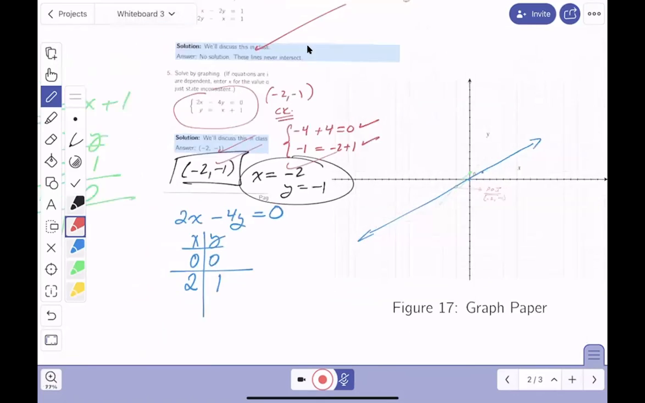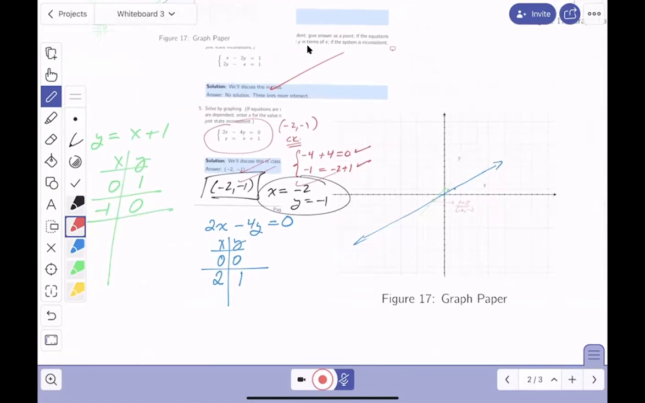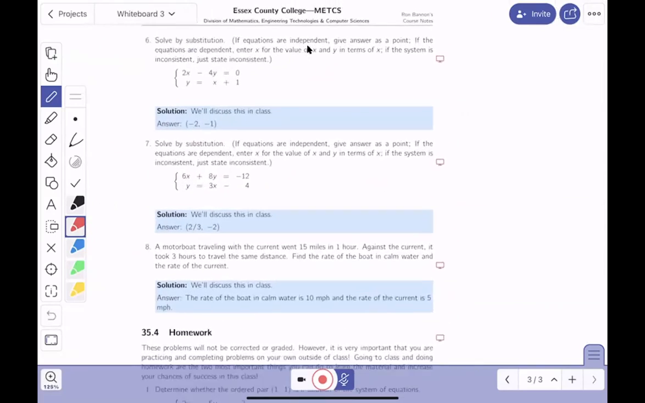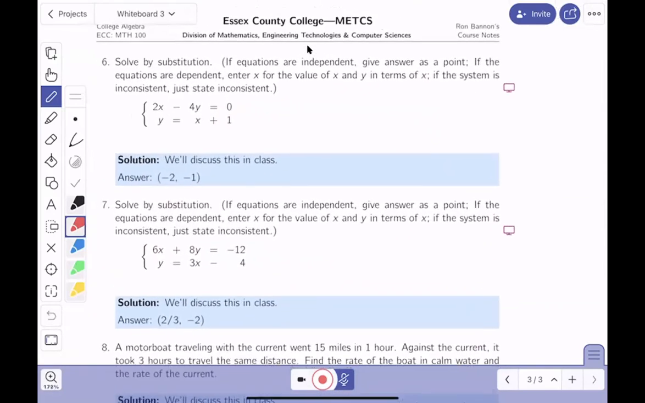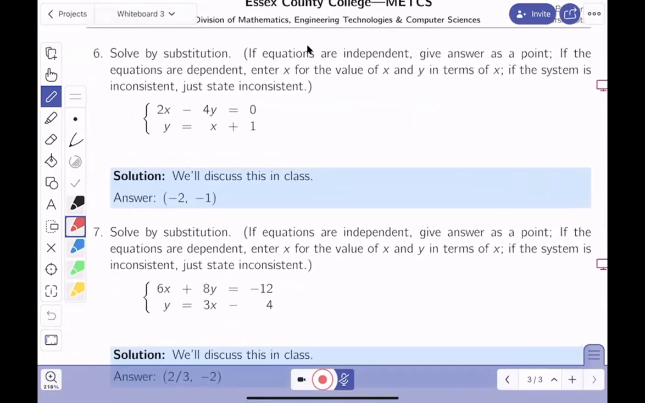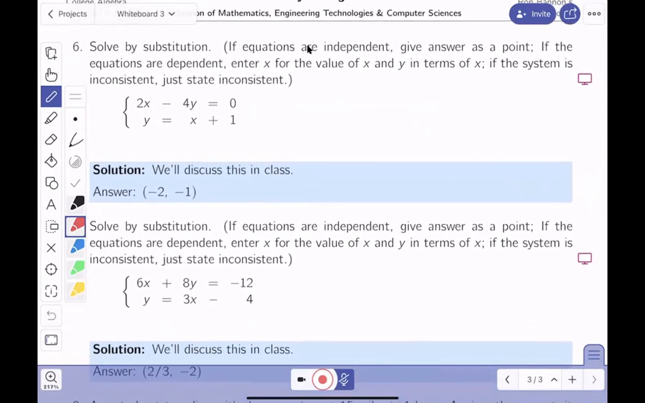All right, let's go to the next question, number 5, and this is the next page. No, I'm sorry, number 6. And number 6, we're out of the graphing mode. We're into the substitution mode. I like substitution, no picture necessary. So what am I going to do over here? Boy, it looks like the same question, doesn't it?